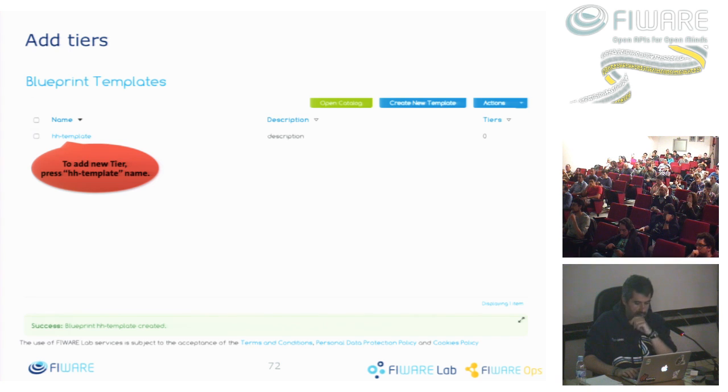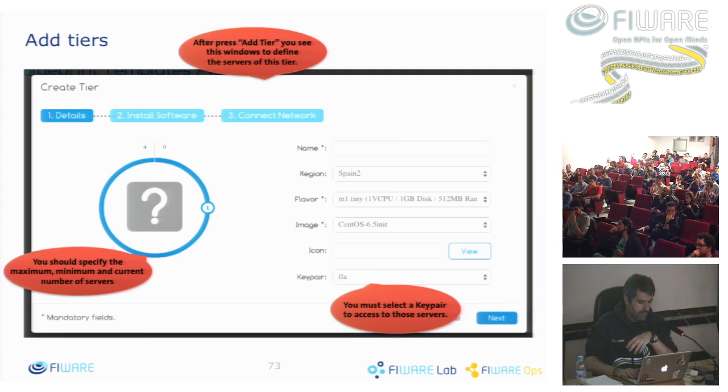The next step is to add the different tiers. A tier looks something like this. You see these windows in which you can select the minimum and maximum number of instances and the current one. You click on the name of this tier. You have the possibility to deploy this tier in different regions, and you specify here the region in which you want to deploy it. What is the flavor that you want to use? Number of virtual CPUs, the capacity of the disk, the capacity of the RAM.